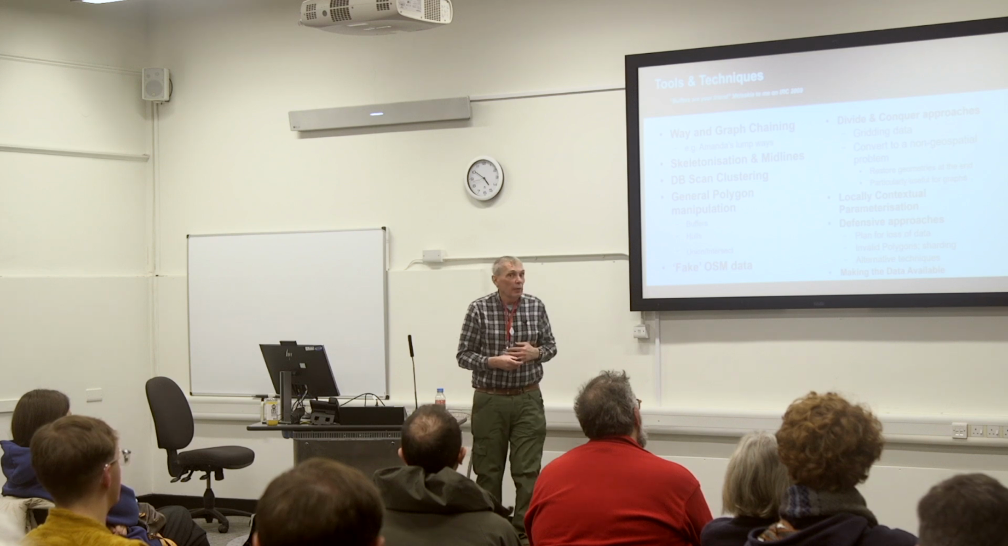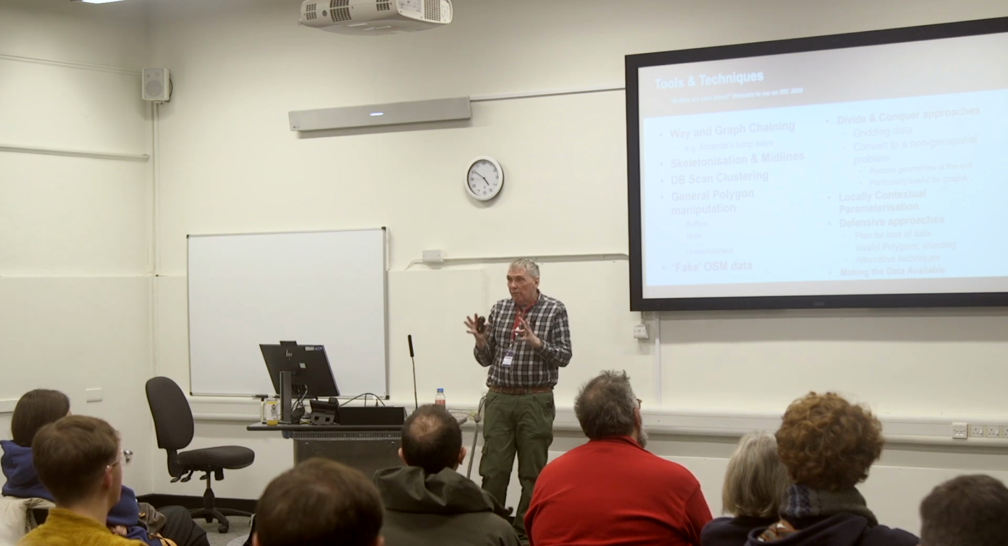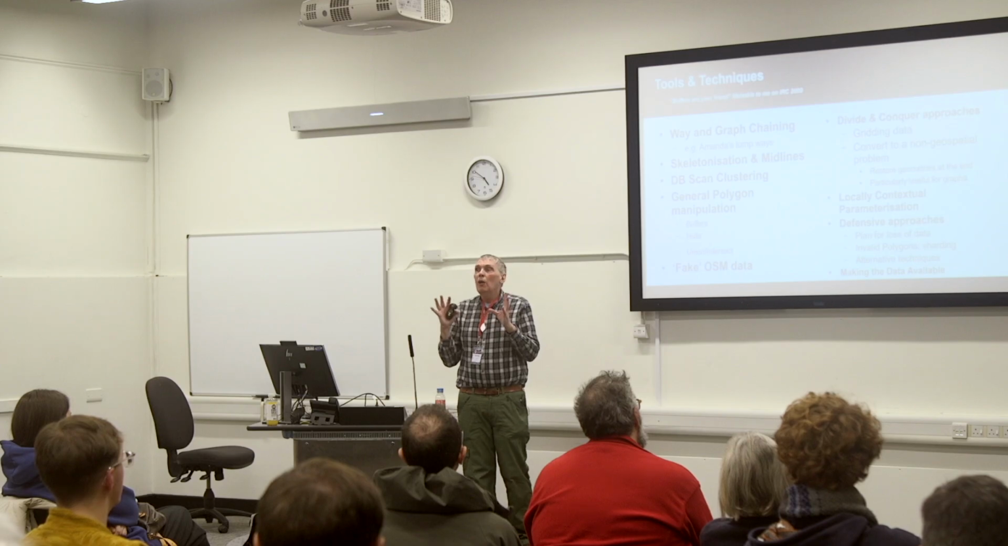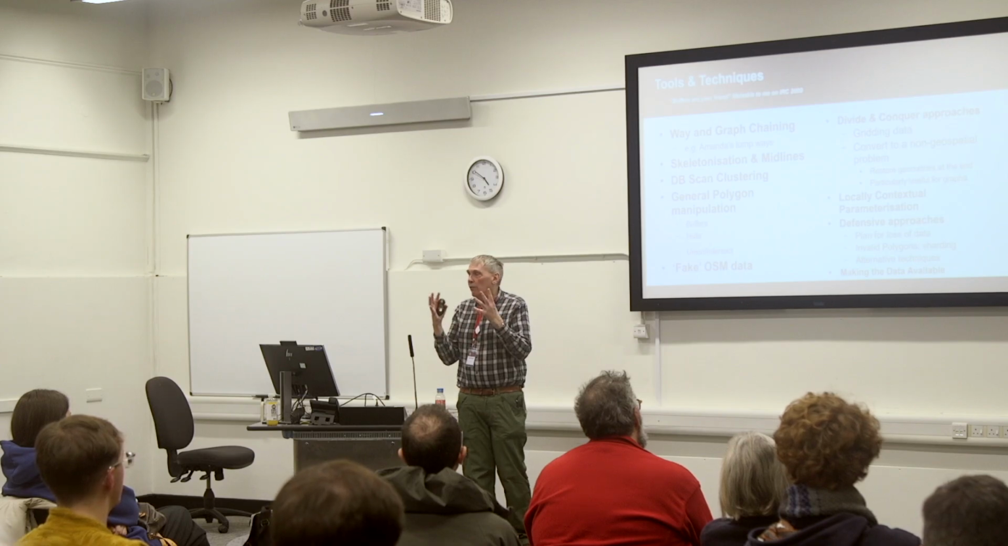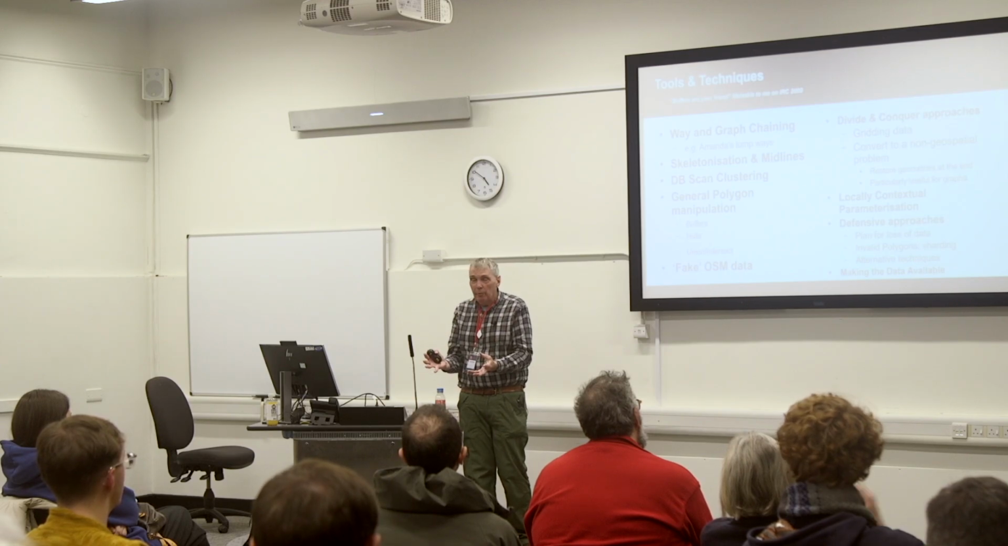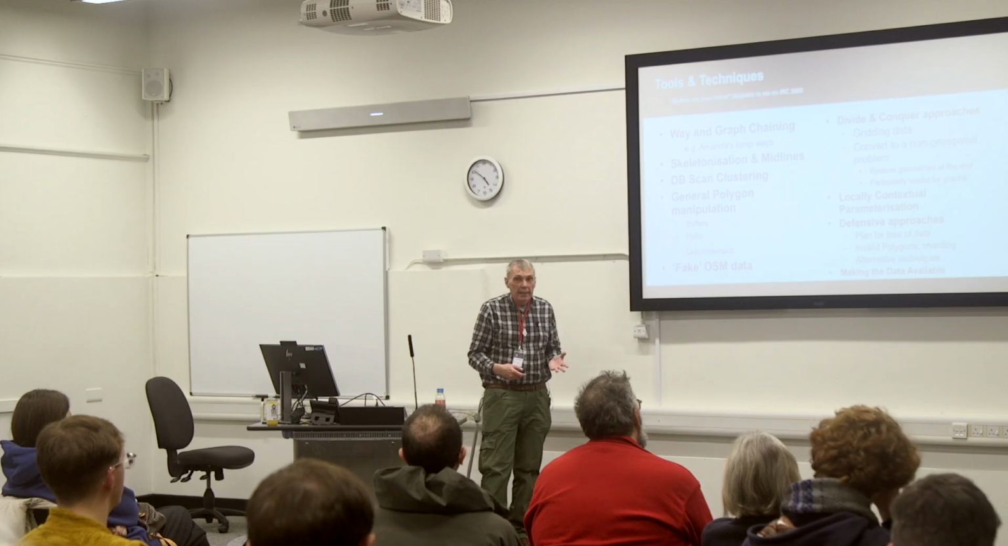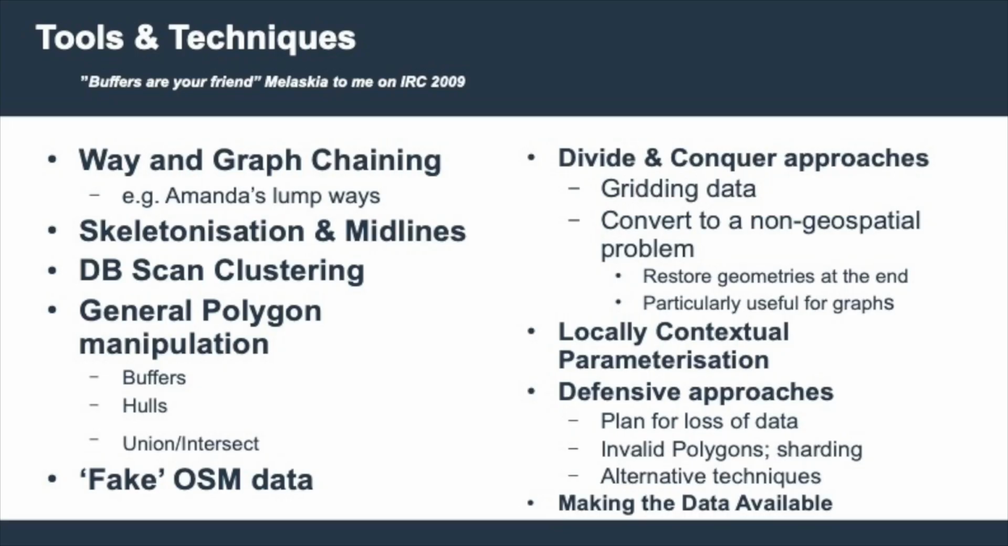So that's a really rushed run through a whole range of techniques to try and derive additional data from OpenStreetMap. What you'll see is there's a commonality of different techniques. We want to find all the disjunct graphs, chain ways together. We need to think about finding midlines of various objects, lakes, road buffers.